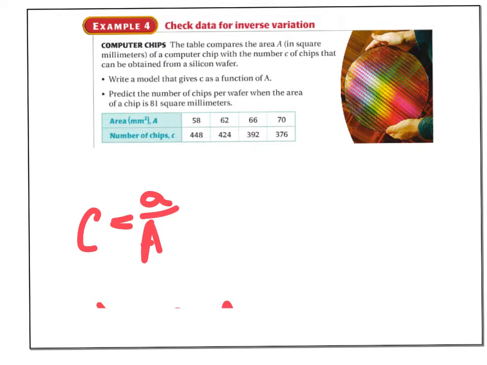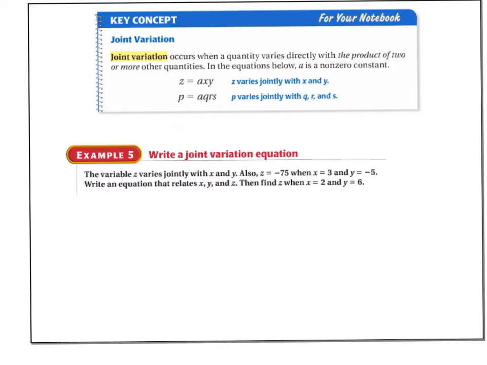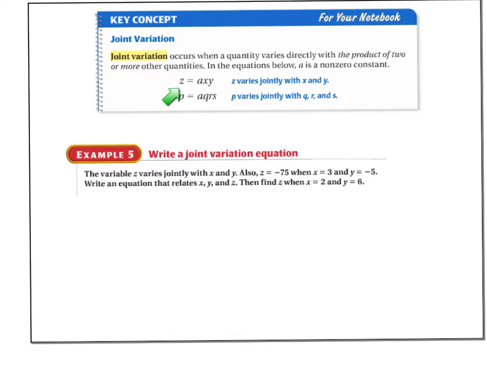We're going to move on then to a new term, one that you've probably not heard before, and that is joint variation. Joint variation is something that occurs when a quantity varies directly with the product of two or more other quantities. So that's the difference. So here we have the quantity Z, and it's varying jointly with X and Y. And it is direct variation, keep that in mind. Here it says P is varying jointly with Q, R, and S. These A's still stand for your constant of variation.